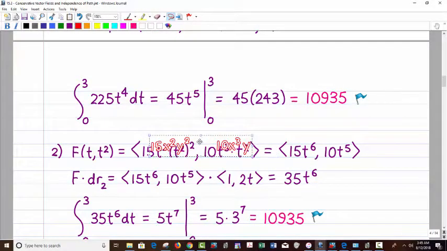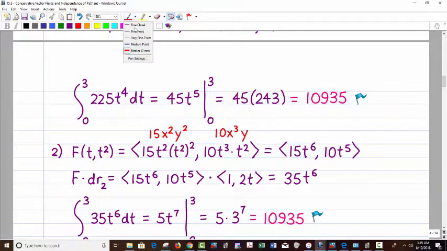Of course, I guess you can't see it, we still have to scroll up to see the parameterization. Well, no, there it is right there, t comma t squared. Okay, so I have it written right over here so we can see it. So for this one, our dr is going to be 1 comma 2t. That's our dr2, excuse me.